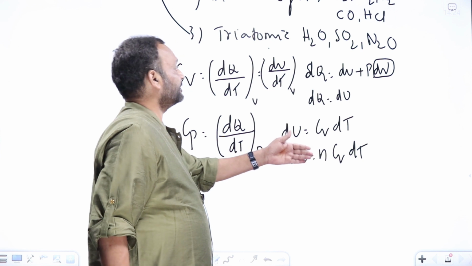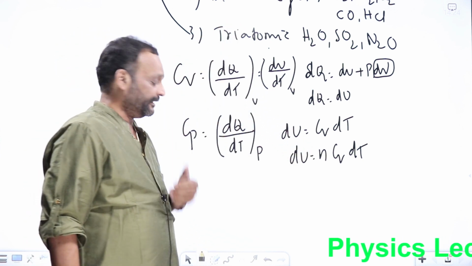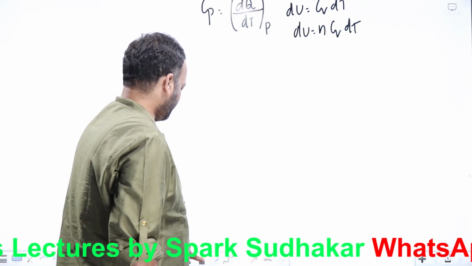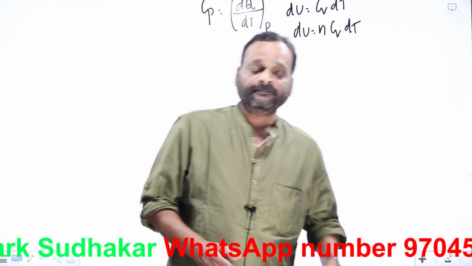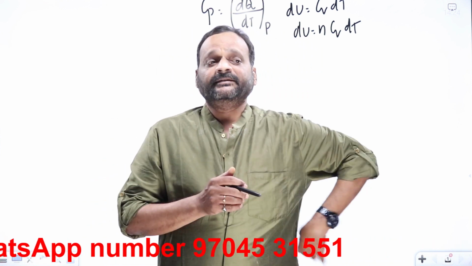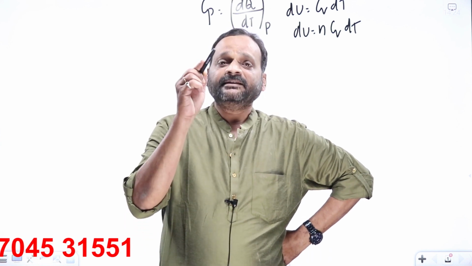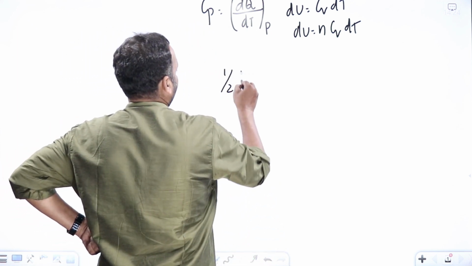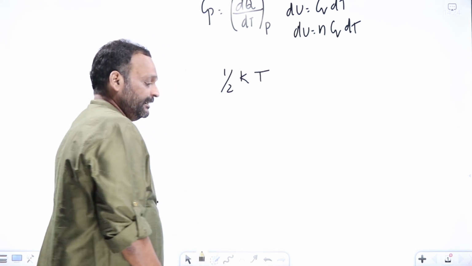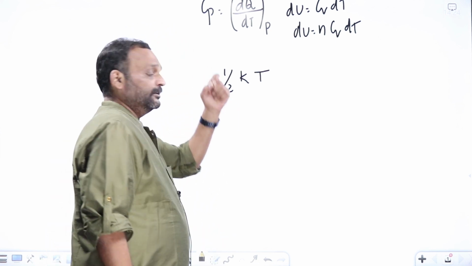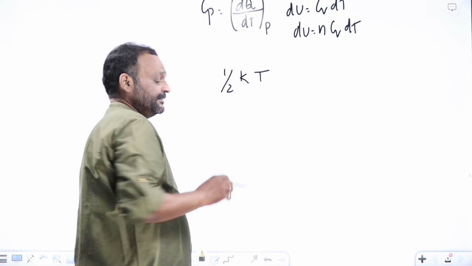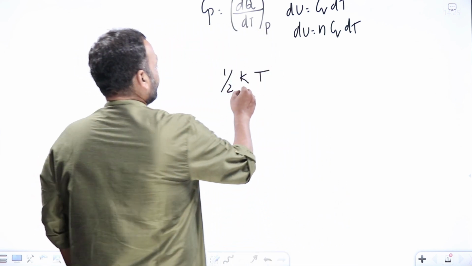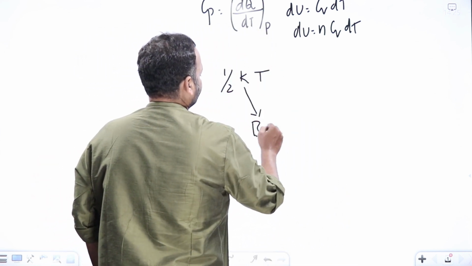Now we will see what the Cp and Cv values are for monoatomic, diatomic and triatomic gases. There is one law called Boltzmann's law of equipartition of energy, which says the average energy per molecule per degree of freedom is equal to half kT. Average kinetic energy per molecule per degree of freedom is half kT. k is a constant called Boltzmann's constant.